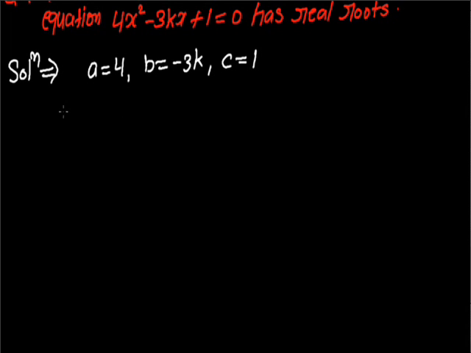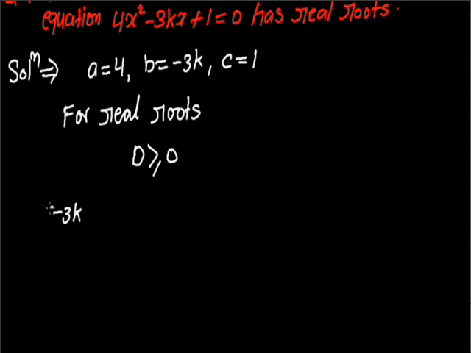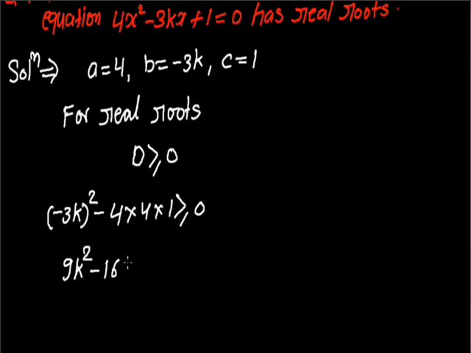Now for real roots, what is the condition? D should be greater than or equal to 0. So again b² - 4ac should be greater than or equal to 0. So we can write (-3k)² - 4 × 4 × 1 ≥ 0. If we solve this, 9k² - 16 ≥ 0.